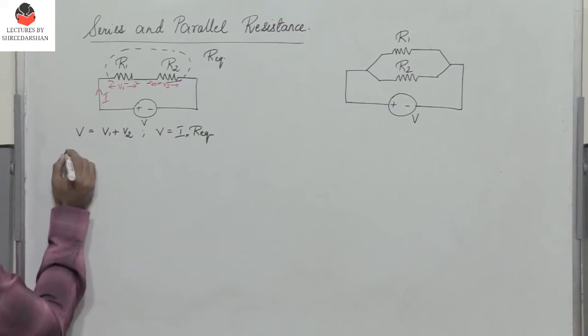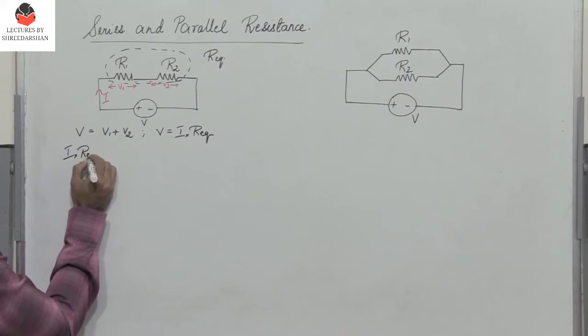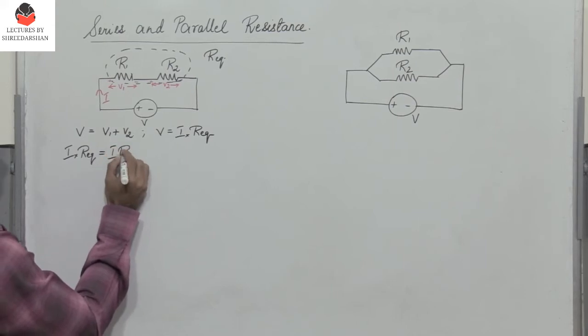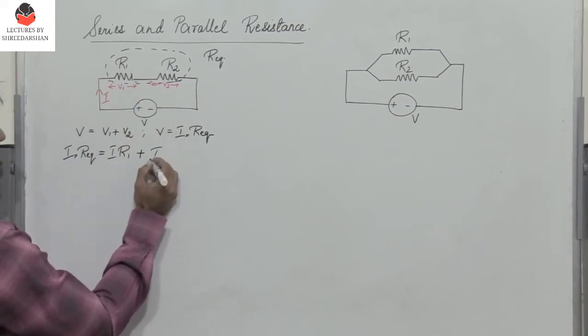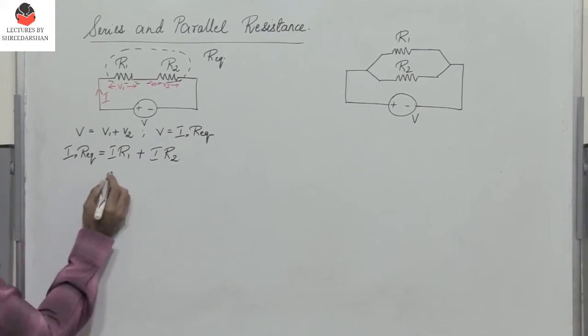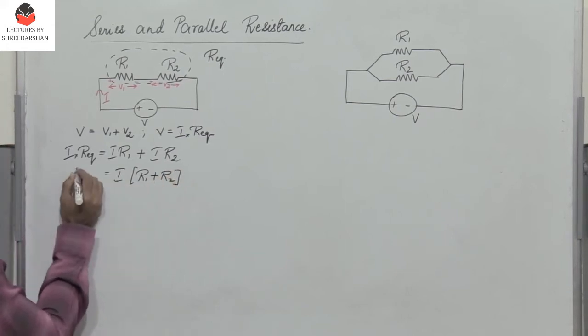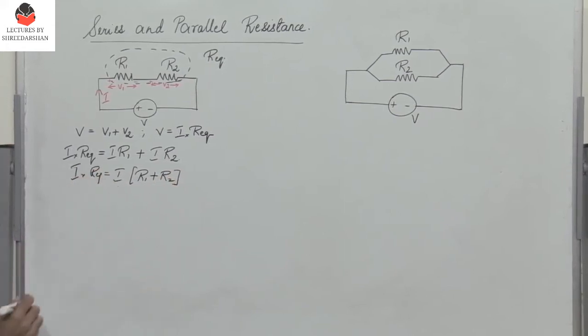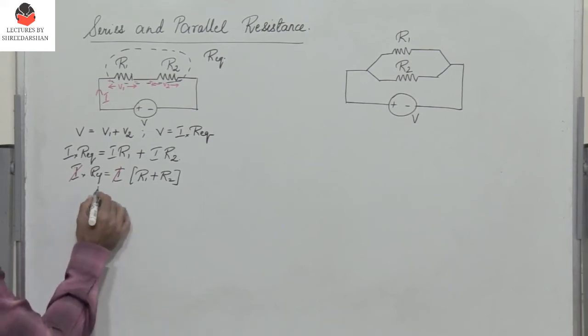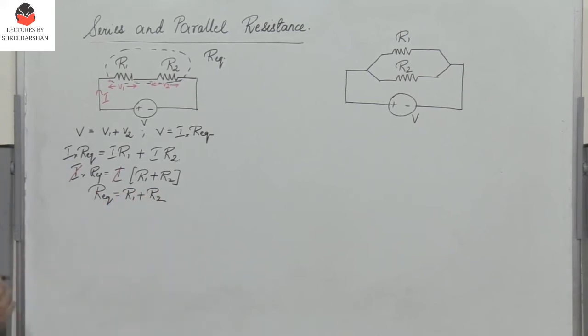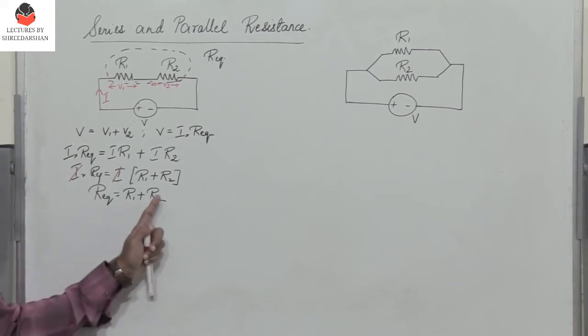So I have I into the equivalent resistance, which is equal to V1, which is I into R1, and V2 is I into R2. So if I take I common, I have R1 plus R2, which is equal to I into R equivalent. So I and I get cancelled. So what is the equivalent resistance? The equivalent resistance is R1 plus R2. So if two resistors are connected in series, the equivalent resistance is R1 plus R2.